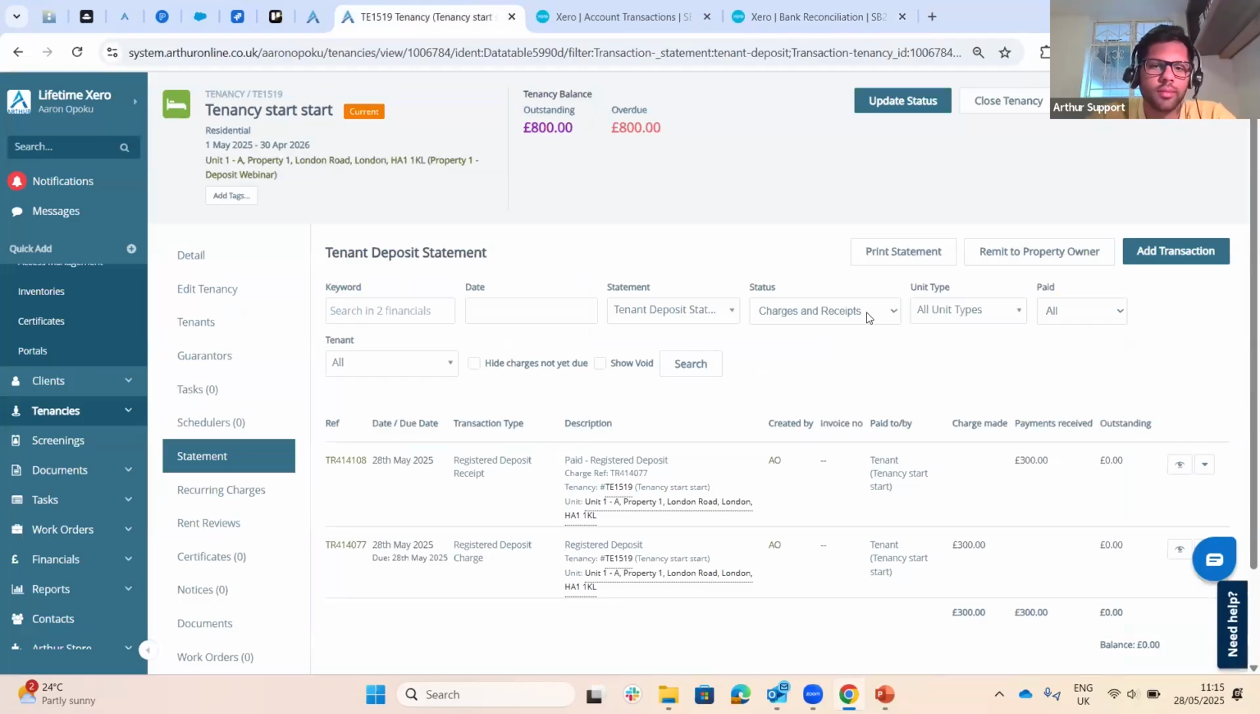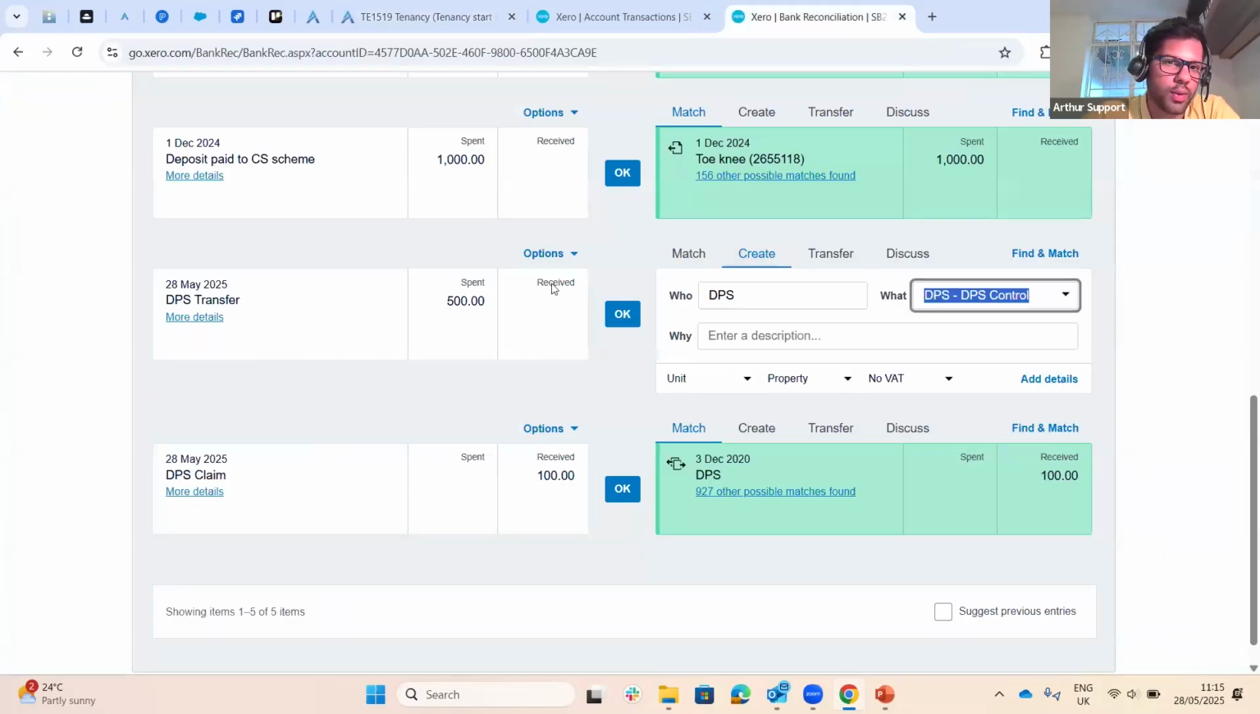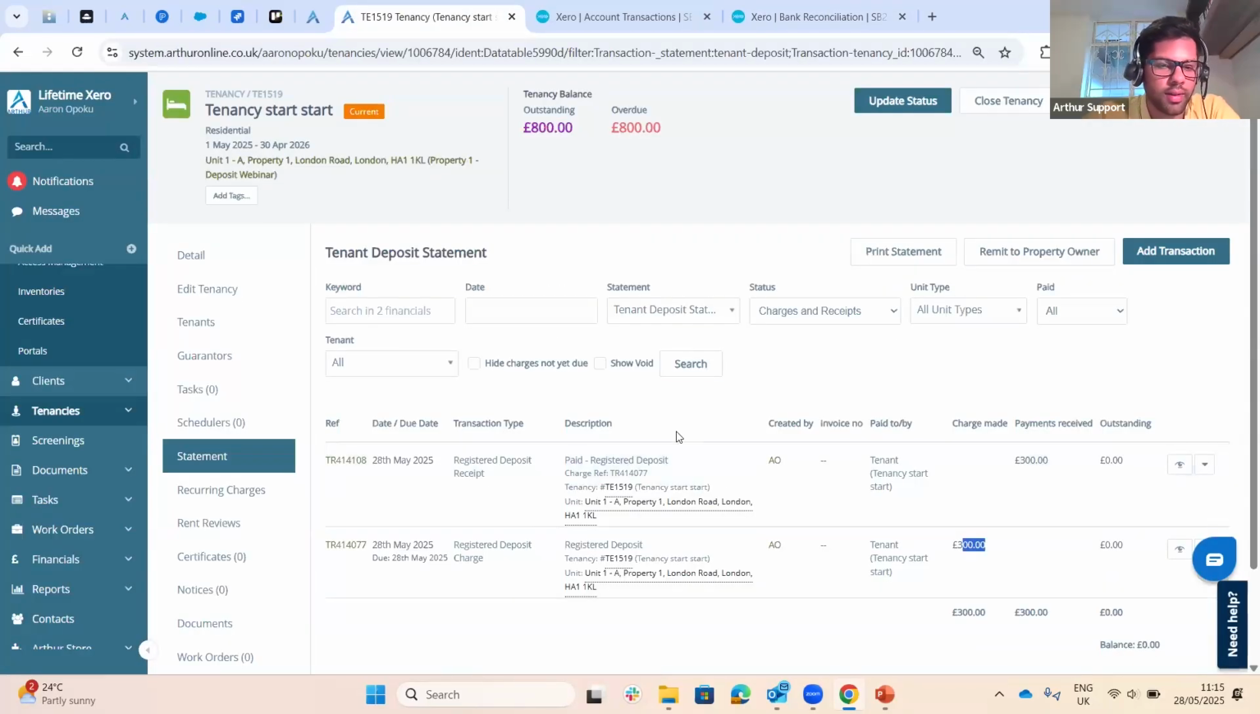So that's the process for the start of the tenancy in Arthur, for both the insured and the custodial scheme. Just to quickly summarize, it's quite a similar process at the start of the tenancy. The only difference is that with the custodial scheme, there is that additional step that once you receive the deposit, that money is sent across to the custodial scheme, and you would reconcile that directly in Zero. You would not add that transfer in Arthur itself.